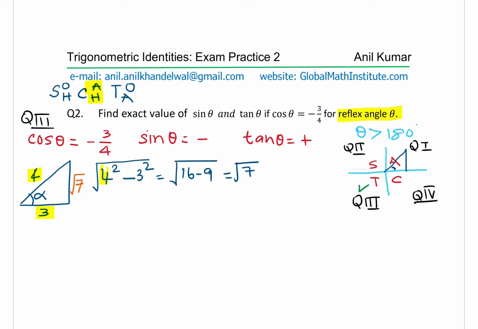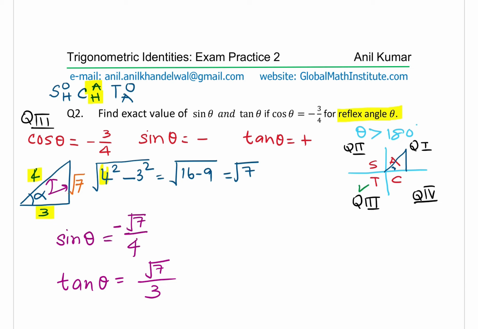This is for the triangle in quadrant 1. And now you can write down all the values. So we can now write our answer and we can say, well, sine theta will be, it is in quadrant 3, which is going to be opposite over hypotenuse. So it will be square root 7 over 4, but with a negative sign. And tan theta is going to be positive. It will be square root 7 over 3. Correct? So that becomes the solution.